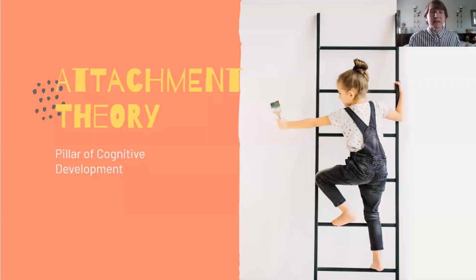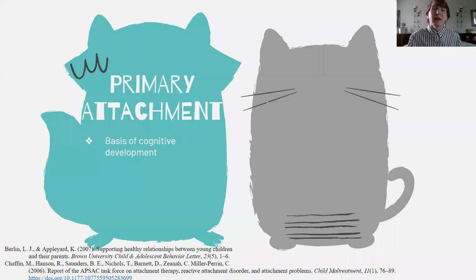Attachment theory is the main crux of child development. It was coined by John Bowlby, a child development psychologist in the 60s, and the main focus is, as previously stated, the primary attachment. It's the basis of cognitive development in two ways. The first is the child sees the primary attachment as a safe, secure base which they can return to as they explore the world if they ever get scared or uncomfortable.